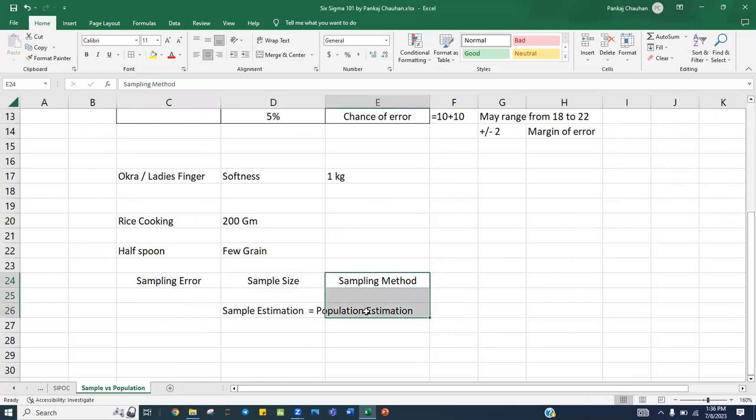So for this session, this much, and you will be learning more about sampling and population in the upcoming session.